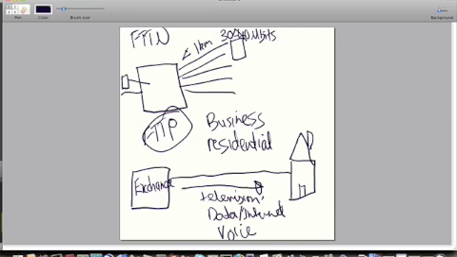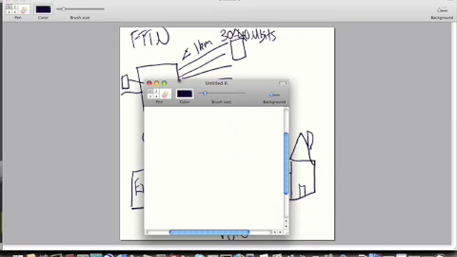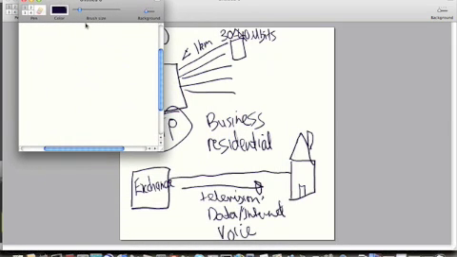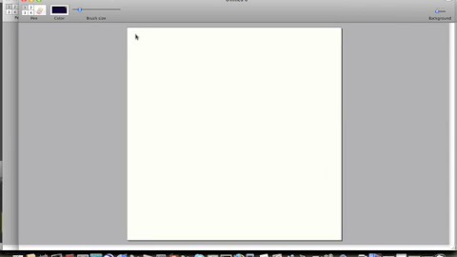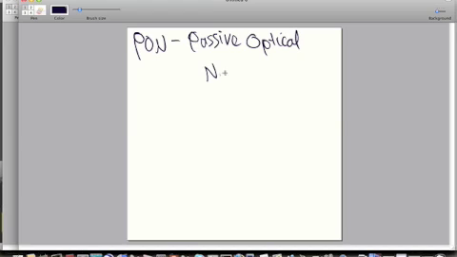Now, there are two types of fibre to the premises that are commonly talked about in the marketplace at the moment. For those who are not familiar with them, I'll cover them quickly: PON, which stands for Passive Optical Network, and active fibre. The difference between these two is quite simple.